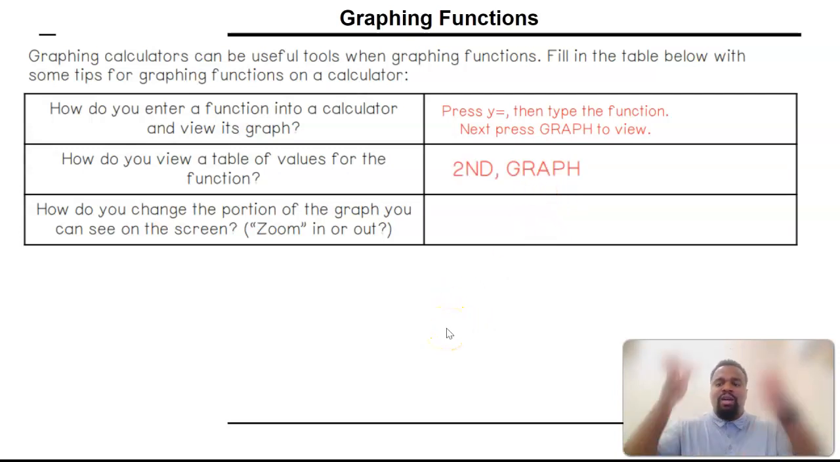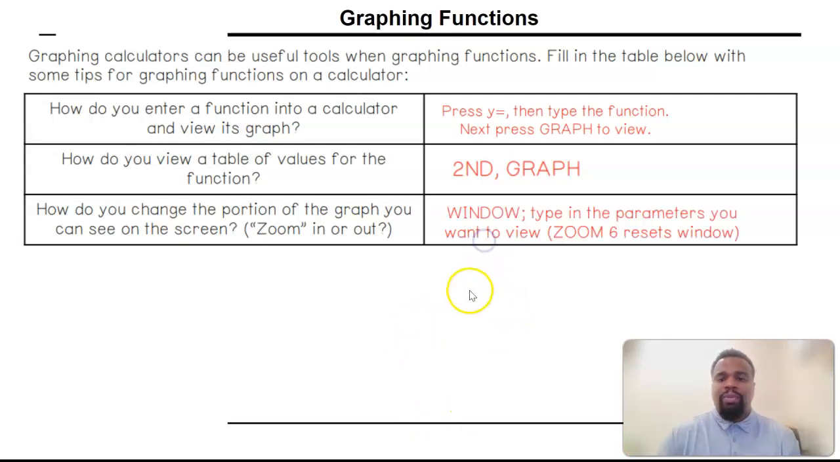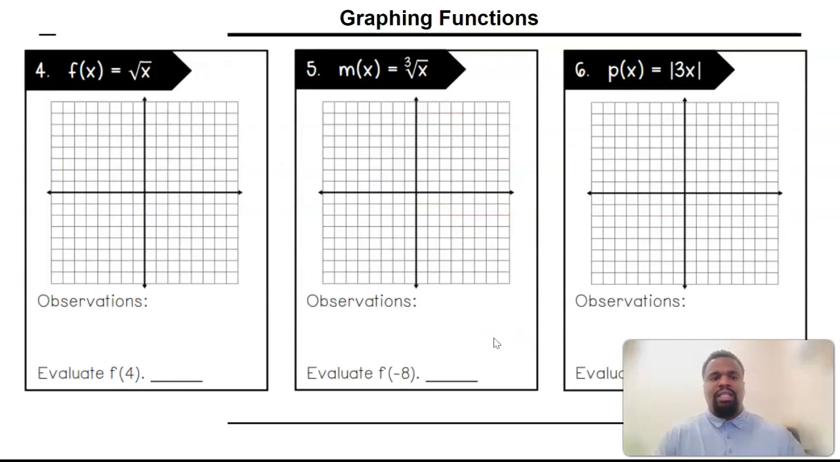When you hit second and graph, it'll list the tables with your x and y coordinates on that particular table. How do you change the portion of the graph to zoom in and zoom out? You just do window and type in the parameters that you want to see it in. Usually if you leave it in default, you're okay for the most part. All right, let's take a look at number 4 through 6.